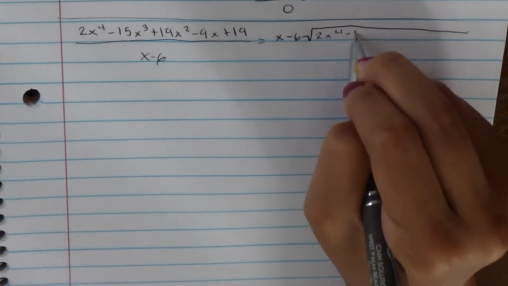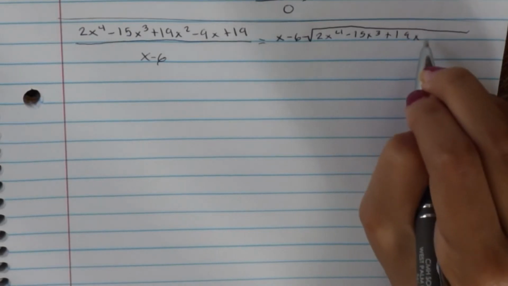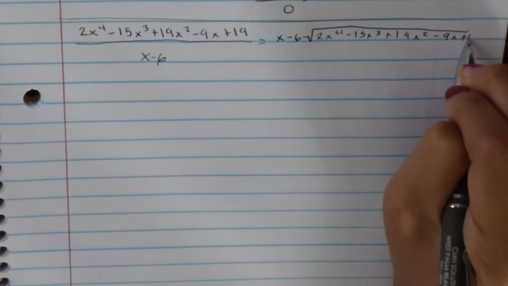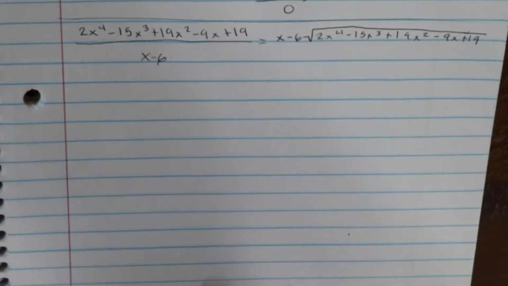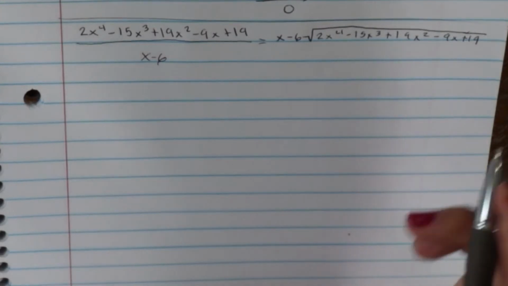2x to the 4th minus 15x cubed plus 19x squared minus 9x plus 19. Now I know this seems really long and super scary, but I promise you it's not. It's the same exact thing like the first one. It's just a little bit longer, hence why it's called long division.